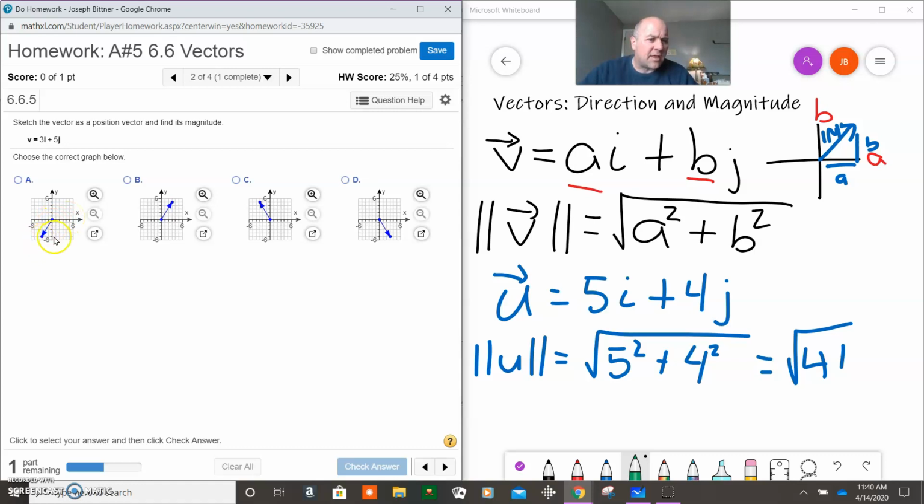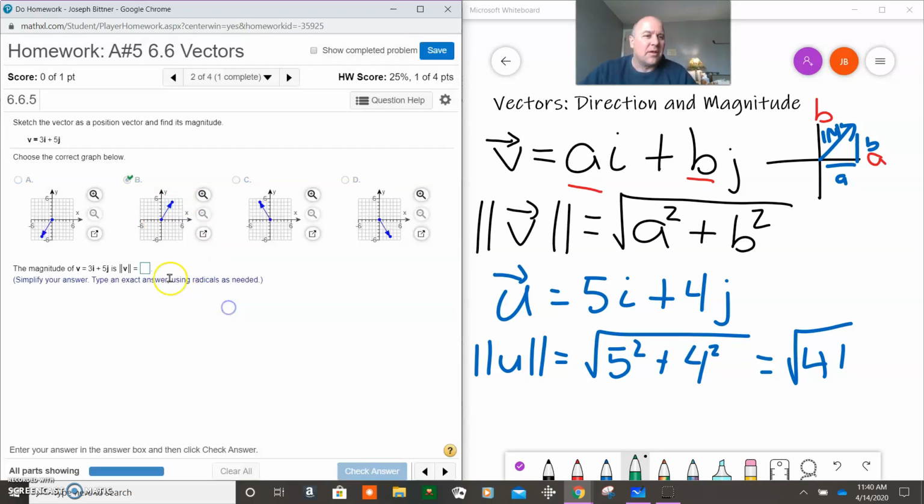So obviously it's not A, that one's going down. Could be B, looks like it's B. Not this one because it's going left, not this one because it's going down. So it is obviously B because it goes 3 to the right and 5 up. If you don't trust me, enlarge the graph, you can check your work.